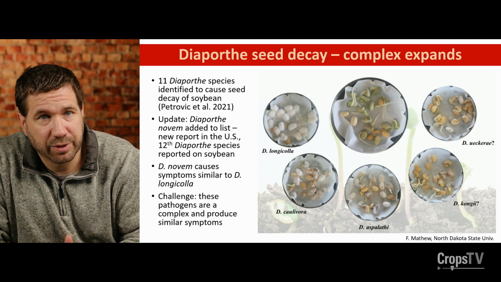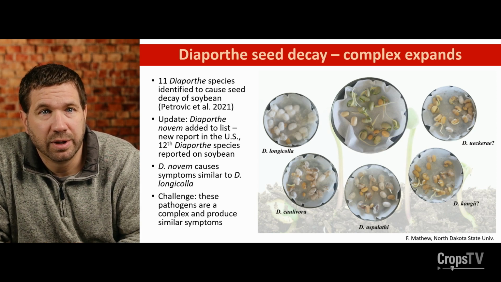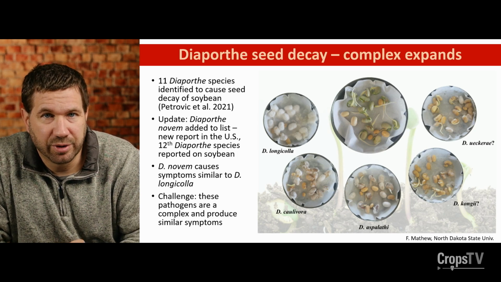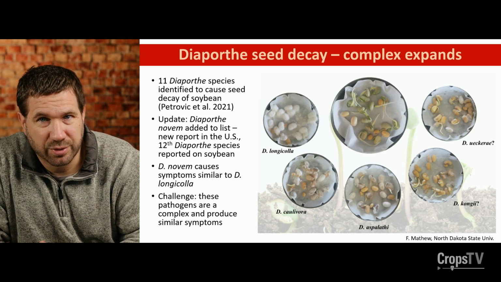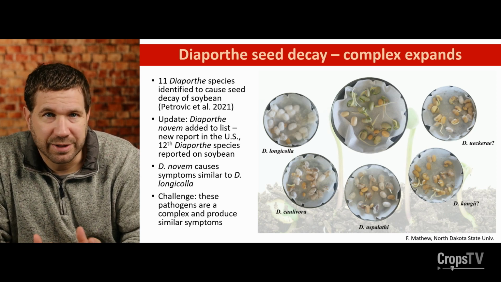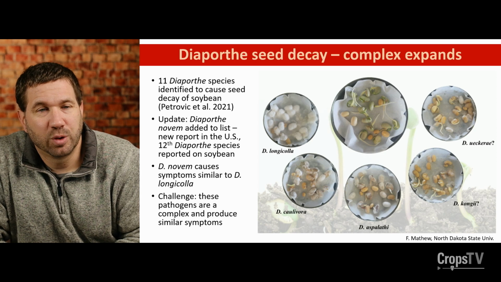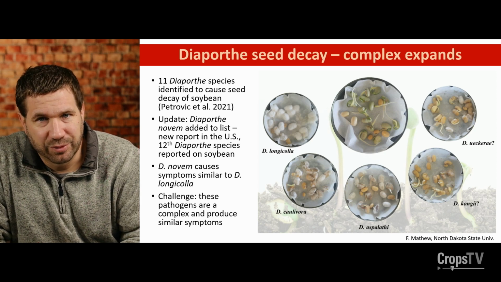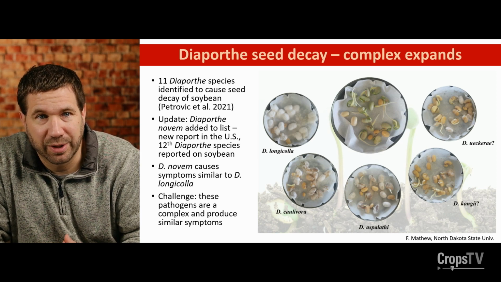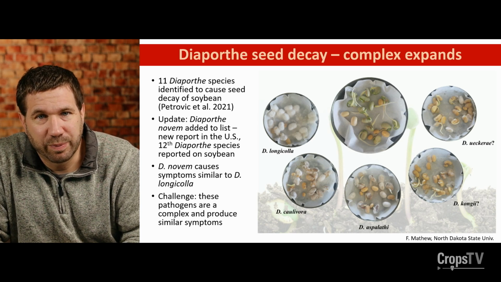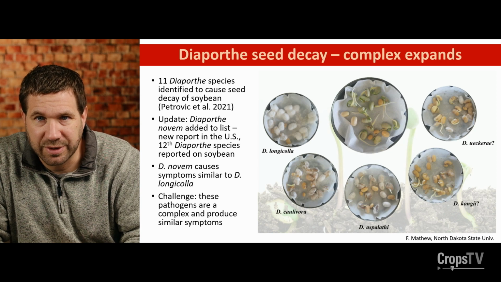Now, since the publication, there's actually been a 12th one, Diaporthe novum, added to the list, and Diaporthe novum causes very similar symptoms as longicola. You can see that's the one with the fluffiest white growth in the top left part of that image. So the first question is, does this matter? And I think so. While all of these cause very similar symptoms, knowing what the actual pathogen or species is really going to be helpful when we start breeding for resistance or looking at fungicide resistance issues or things like that.